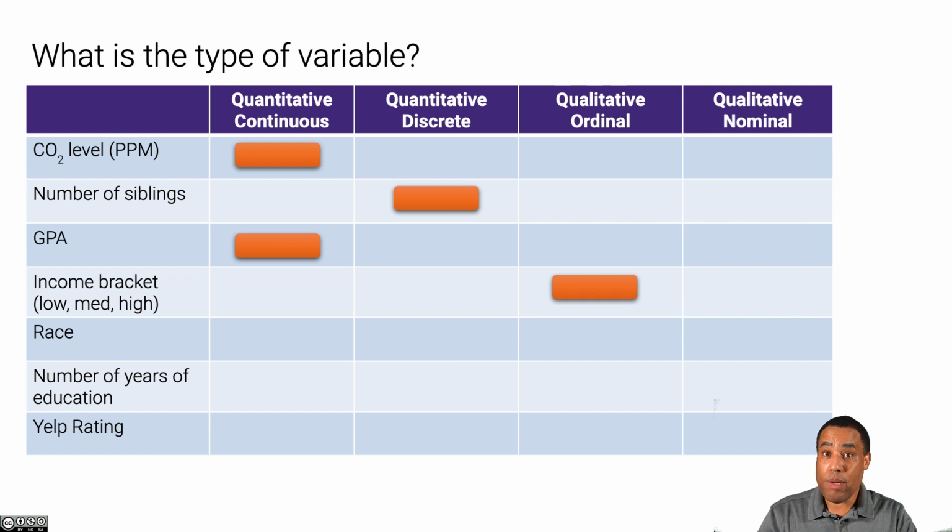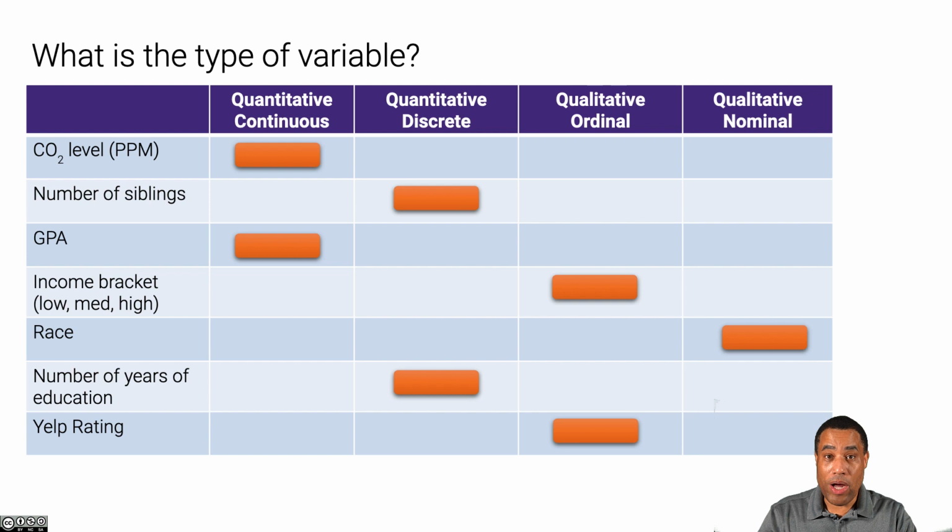What about race? What type of variable is that? Think about that for a moment. Okay, so that would be qualitative nominal. What about number of years of education? What type of variable will that be? So again, think about that for a moment. So that's going to be quantitative discrete. What about Yelp rating? What type of variable is that going to be? And here's a hint. I kind of gave it away on the last slide. So that will be qualitative ordinal.